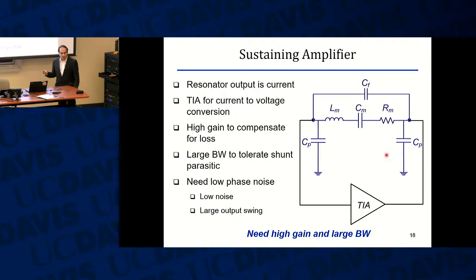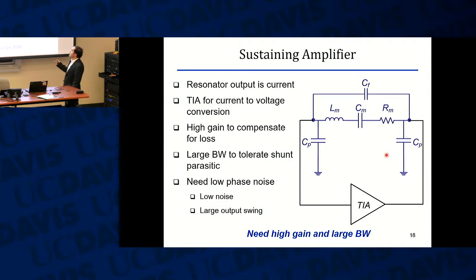This is a conceptual block diagram of an oscillator. I'm sure you are familiar with it from your courses. An oscillator has two parts. To meet Barkhausen's criteria, you need to somehow cancel the loss that you have in your resonating tank, and you also need to meet the phase condition across the loop. With this, we have a TIA. The TIA needs to be high power.